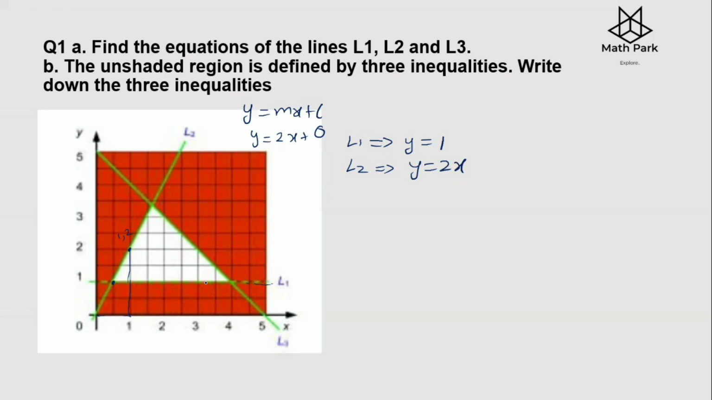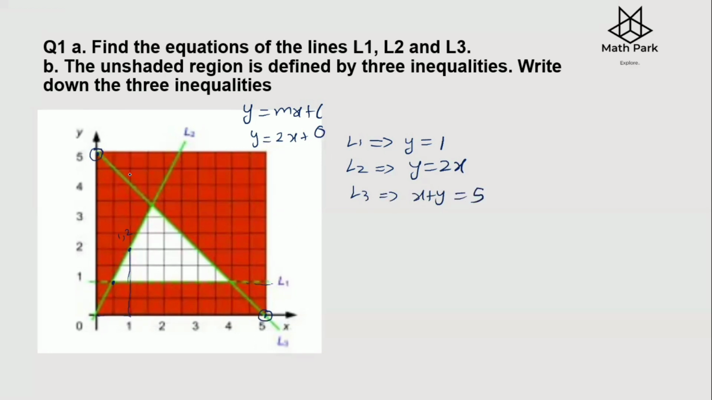Now finding the equation of the third line, you can see the coordinates here: x is 0, y is 5. And here x is 5, y is 0. So what do you see here? x plus y is equal to 5. So for L3, the equation is x plus y is equal to 5.